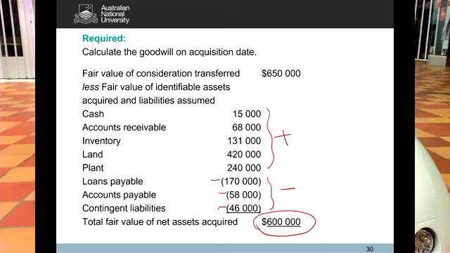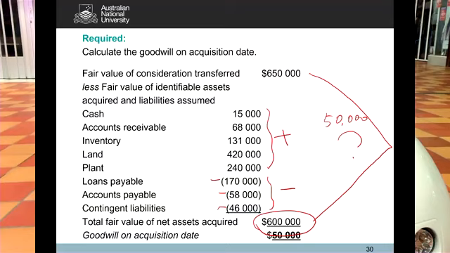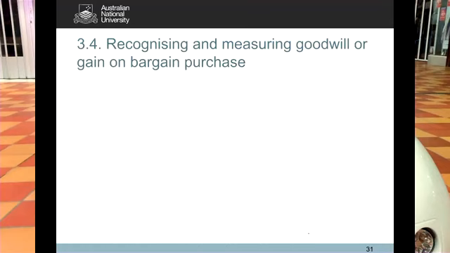We compare two things, remember: the fair value of consideration transferred and the fair value of net assets acquired. The difference between them is 50,000. Okay, so consideration is higher than the fair value of assets acquired. What is that? If you offer more, we will recognize the goodwill. So we will have the goodwill recognized here, goodwill on acquisition date.